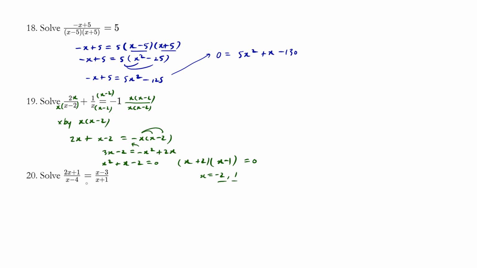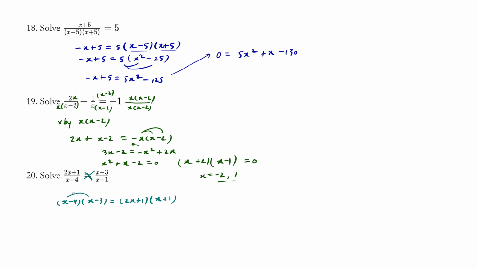As for question 20, again we can make the denominators the same by multiplying by x plus 1 or x minus 4. But just for a bit of variety, let's try cross multiplying, just to show you some variety in the ways we can approach these problems. So x minus 4 times the cross, which is x minus 3, equals, we have 2x plus 1 multiplied by its cross, which is x plus 1.